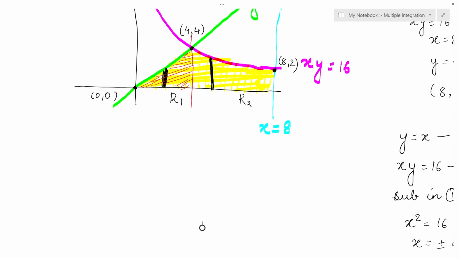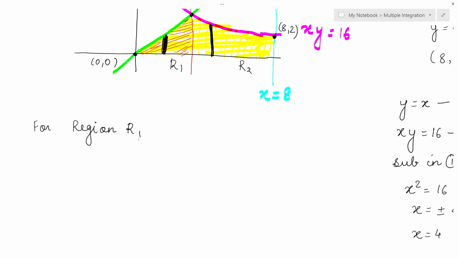So now integration we will see. So for the region R1, since the strip is parallel to y-axis, we will integrate with y first, and we have drawn the vertical strip. But since one vertical strip did not cover the entire region, we divided into two parts. So integration also will be done into two parts. So let us take the sub-region R1. The strip starts from x-axis and it ends on the line, green line. The green line is y is equal to x.